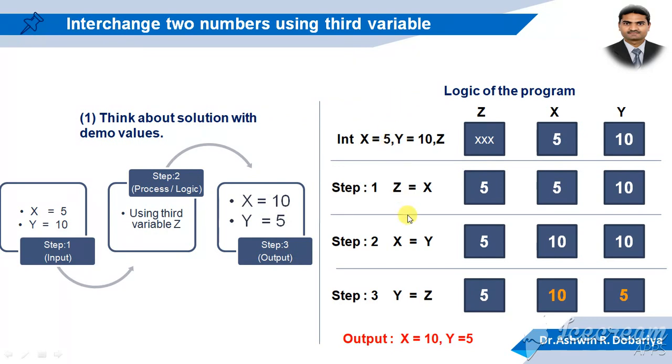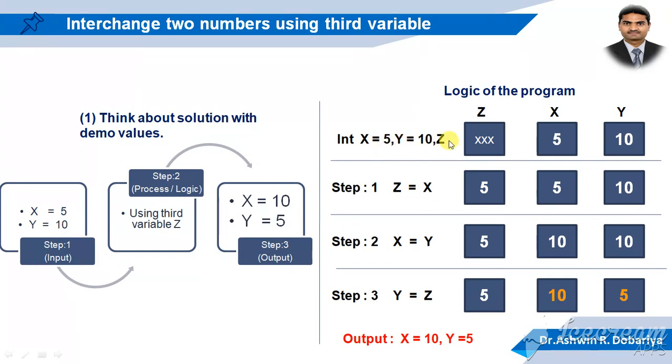This is the detailed step, so you can easily understand. In the C program, we first have to declare three variables: x, y and z. For understanding I have initialized x as 5 and y as 10, but in the C program we will ask the user to input the values of x and y, and accordingly x and y will be interchanged.